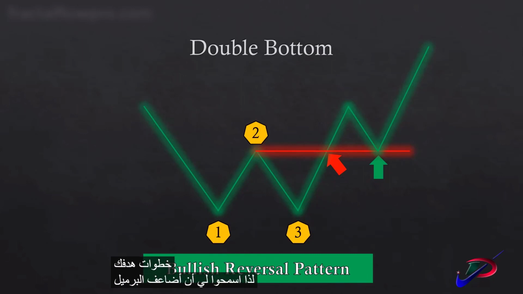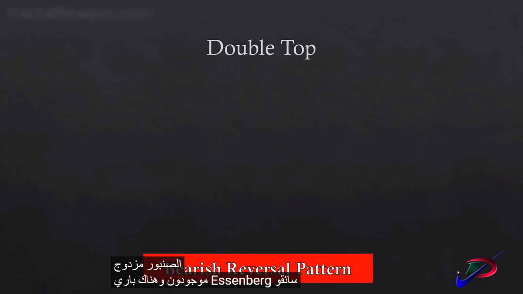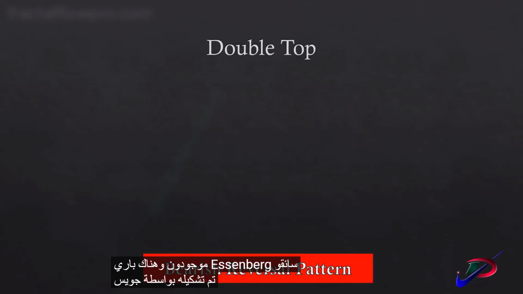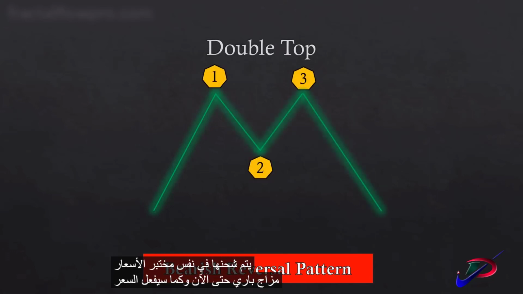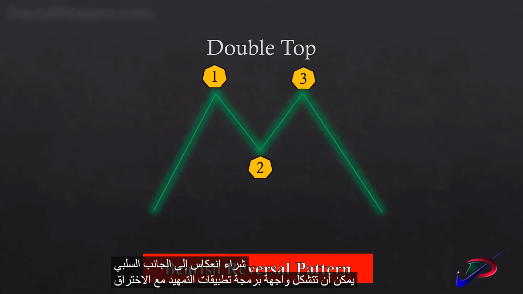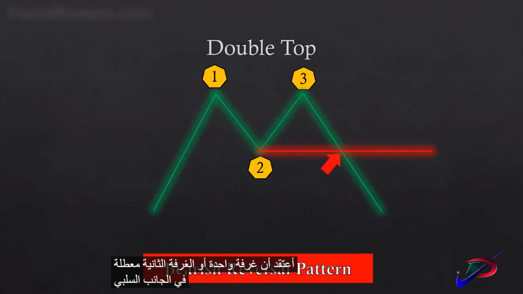Just like we have the double bottom as a bullish reversal pattern, we also have the double top as a bearish reversal pattern. This pattern is formed by 2 highs that sit in the same price level. It's a bearish reversal pattern, so price will be going up, and then a double top will appear to signal a reversal to the downside. The double top is confirmed when the breakout line that comes out of number 2 is broken to the downside.